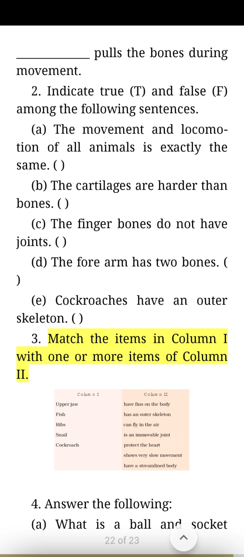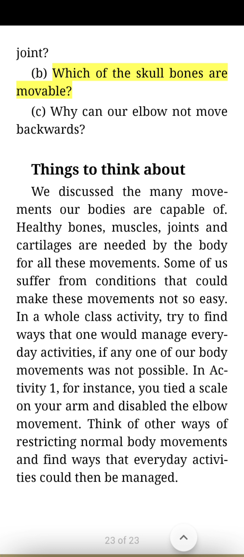3. Match the items in column 1 with 1 or more items of column 2. 4. Answer the following. A. What is a ball and socket joint? B. Which of the skull bones are movable? C. Why can our elbow not move backwards?